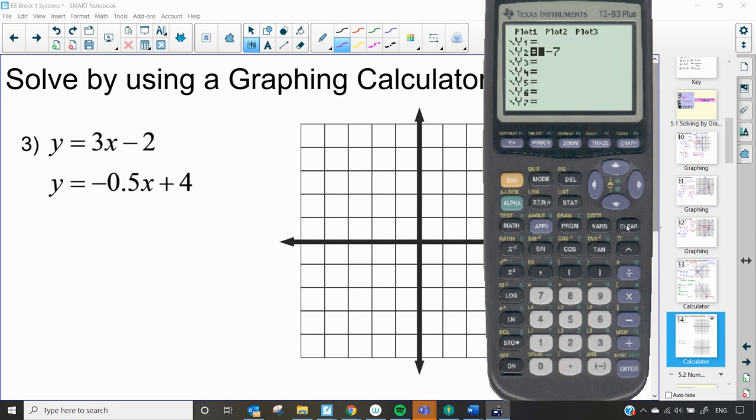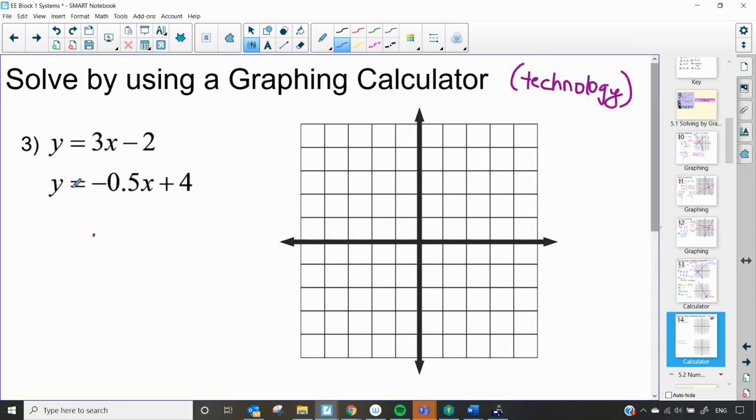We've got 3x minus 2, and we have negative 0.5x plus 4. Whether you put that 0 there or not doesn't change the question. So we're going to graph them, and second calc, intersect, enter, enter, enter, and they intersect at 1.7 and 3.1. So the solution would be 1.7 and 3.1. And again, you could do a quick sketch here.